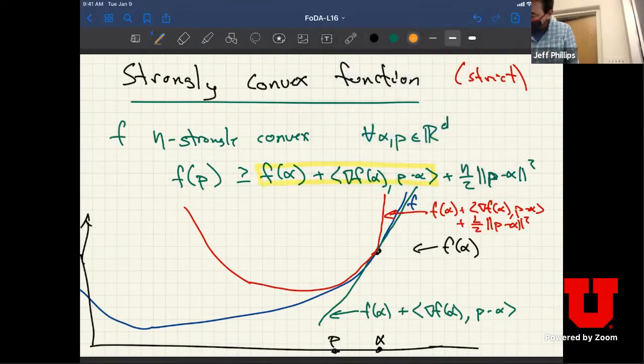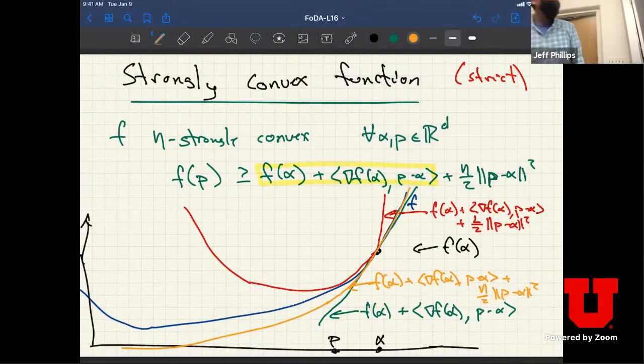is saying that there's another parabola that sits in here, and I can set this for any point alpha, right? So this orange function is now f of alpha plus the linear approximation plus eta over 2 times p minus alpha squared. And this one should always be lower than the function value, right? So f of p should always be above this.